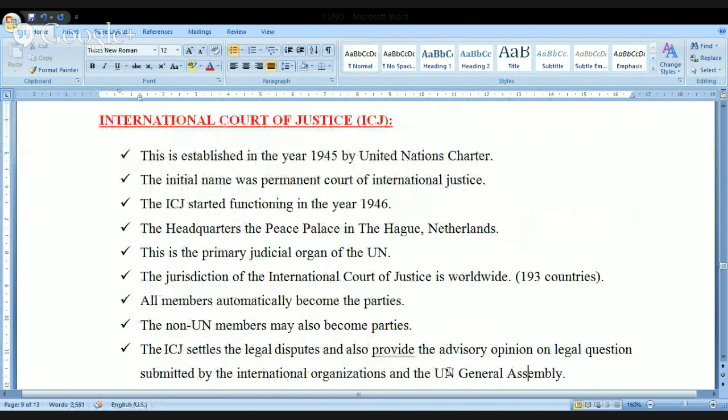Next one is the International Court of Justice. We have seen this International Court of Justice. It is again one of the important units in this United Nations. Now when you look at this ICJ, the name itself indicates it is a judiciary, a judicial system. Look at India, example I am telling you.